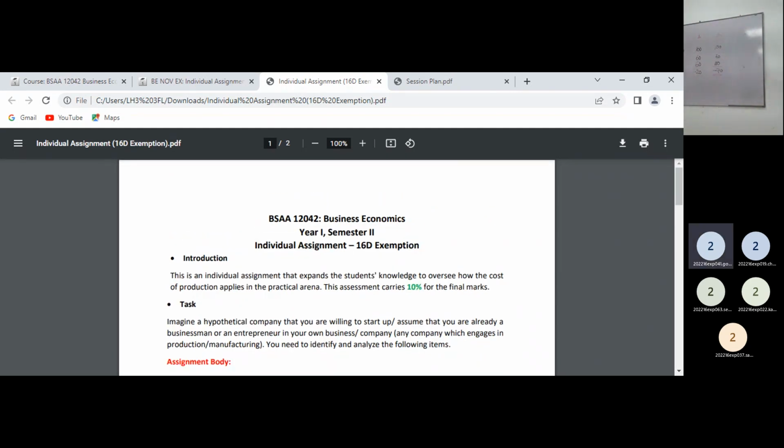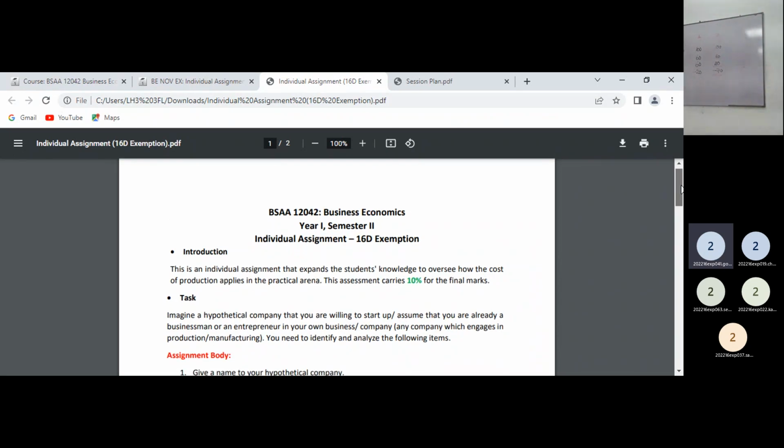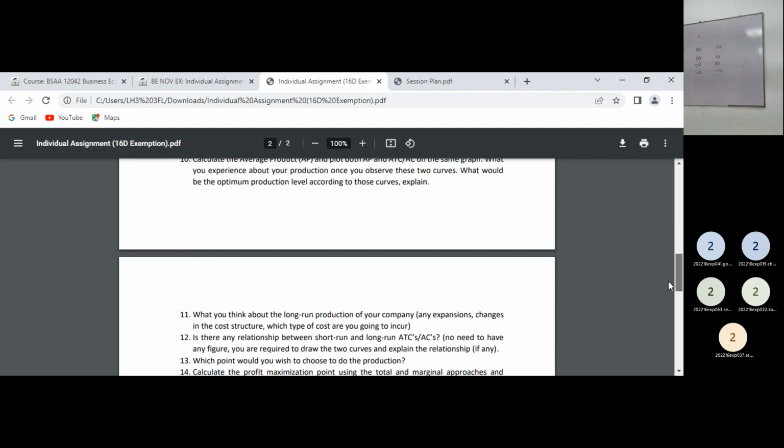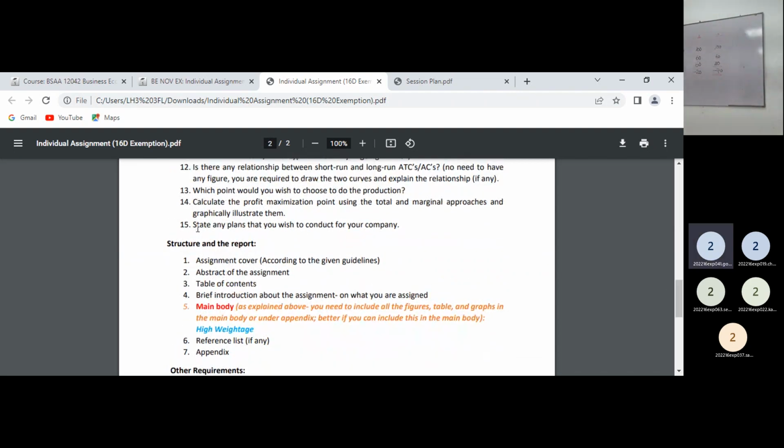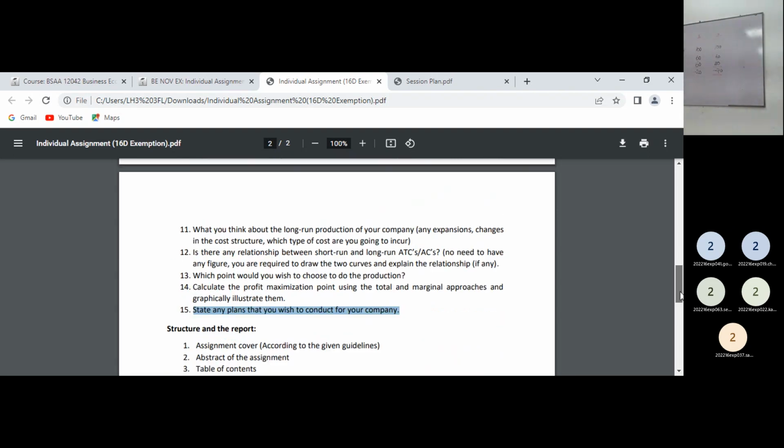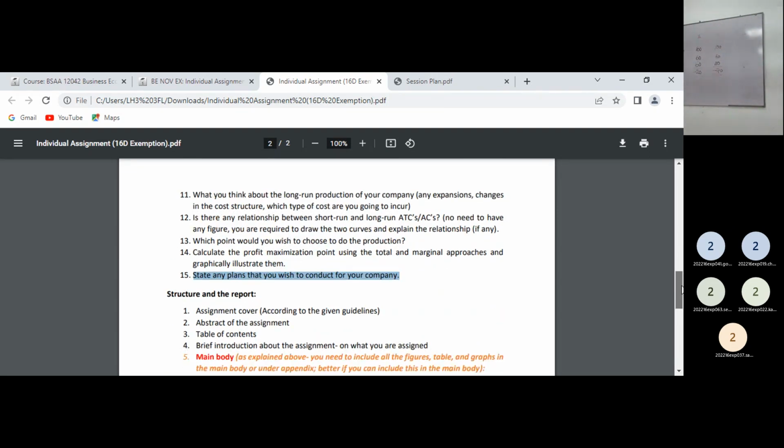Yes, sir. Can you please explain more about this last point, point number 15? All right. This is actually somewhat related with this. State any plans that you wish to conduct for your company. For example, let's say you are running a bakery. You are little by little moving to a restaurant. Then after that, you are trying to have it as a reception hall. Then finally, a hotel, something like that. It's like a growth plan, your expansion. Okay, thank you, sir.